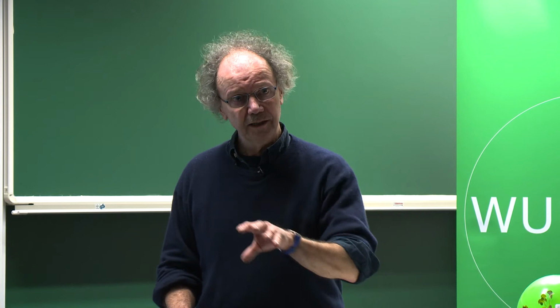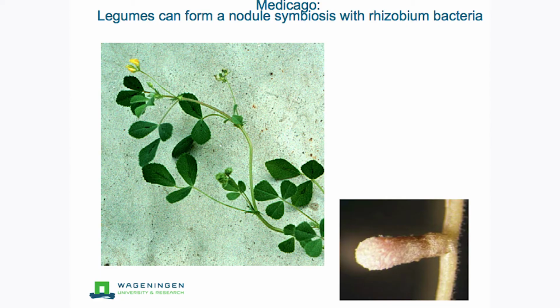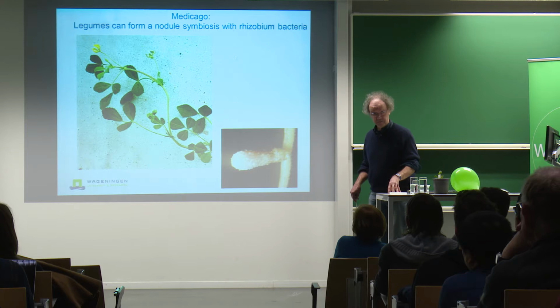One of the most efficient ways that this ammonium is created is in systems like this. Here you see a legume plant. In this case it's medicago. And they have the ability to establish a symbiosis with bacteria, rhizobium bacteria. These are the two main players of this evening: legume plants, rhizobium bacteria.